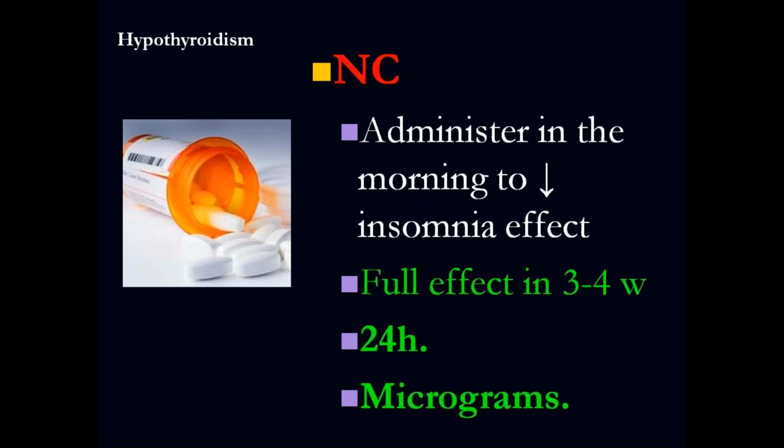So nursing considerations, the full effect, and please remember this. The full effect is going to take about 3 to 4 weeks. So we are talking about hypothyroidism. Okay, 3 to 4 weeks. For 24 hours, what does it mean? That the medication is taken once a day. And a very important nursing consideration, especially for NCLEX, is that the doses of these medications for hypothyroidism are going to be measured in micrograms.